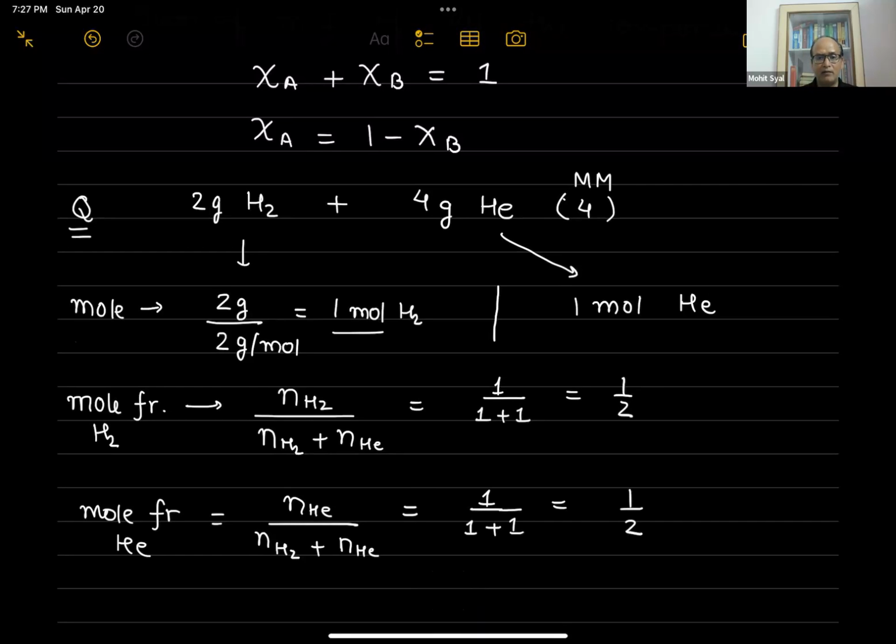But these are also half, equal mole fractions. Where will mole fractions be used? They are used to find the partial pressure of a compound. Suppose in the atmosphere we have oxygen and nitrogen. Total pressure is 1 atmosphere. If I multiply the total pressure by the mole fraction of a gas, I will get the partial pressure of that gas. That will be useful in the next topic, Henry's law. So we can cover it.